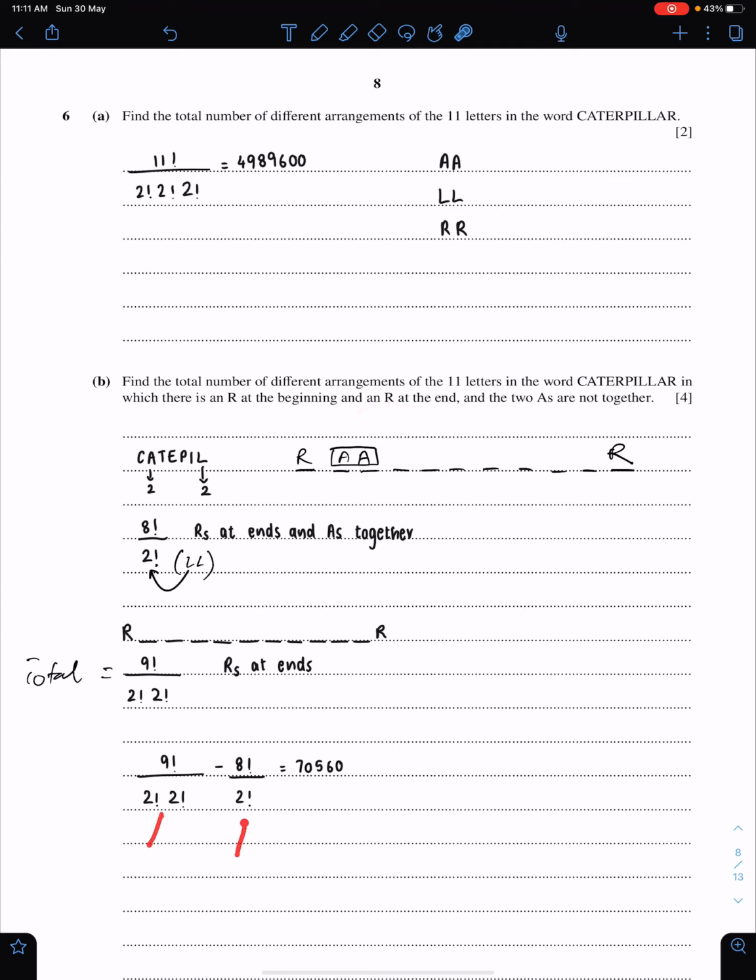Total minus A's together. So these are the number of ways with these restrictions. You can take a screenshot of this solution if you want, because this part is very important.